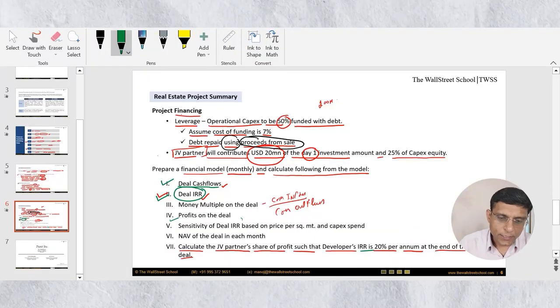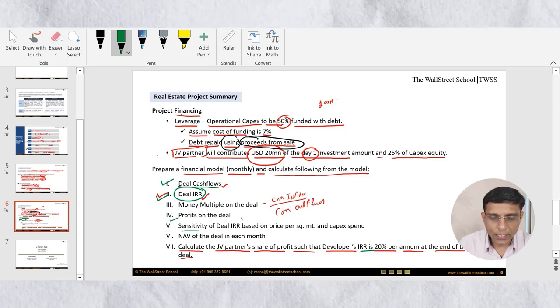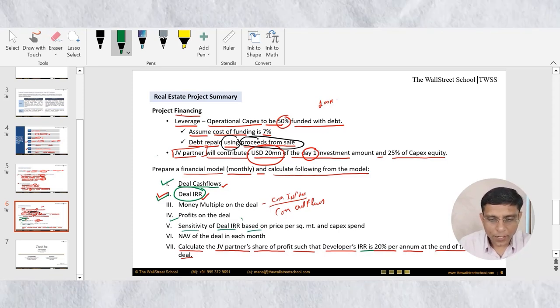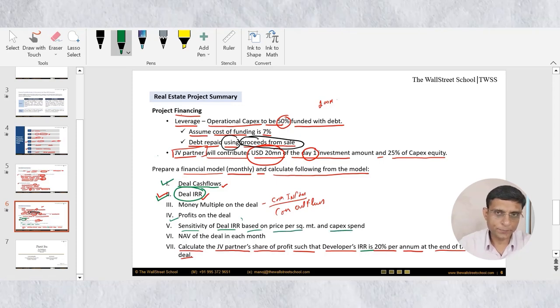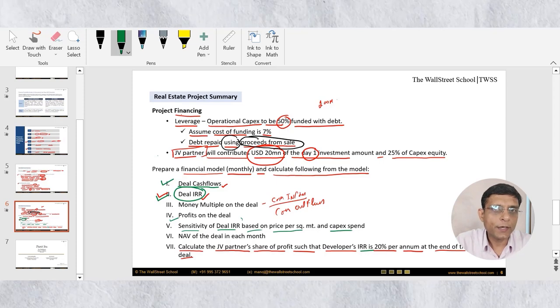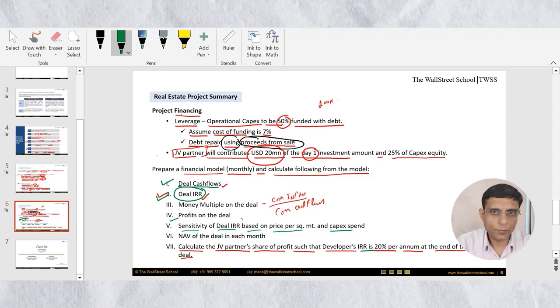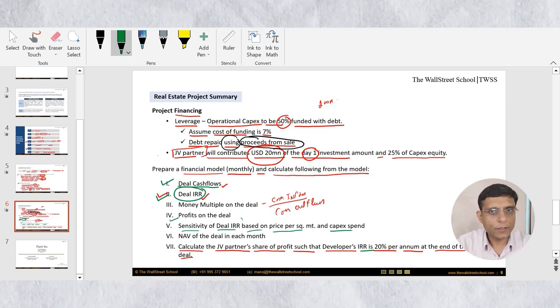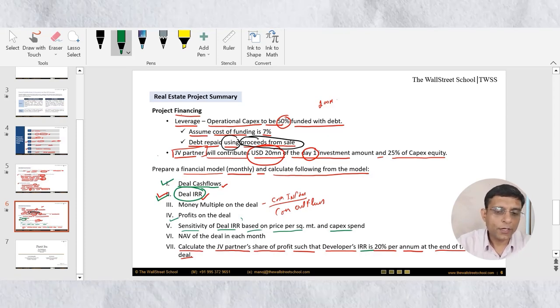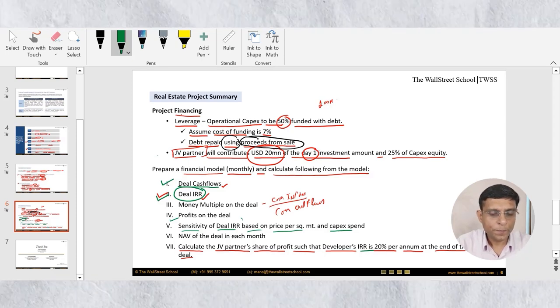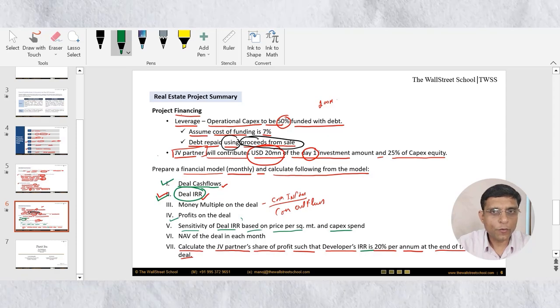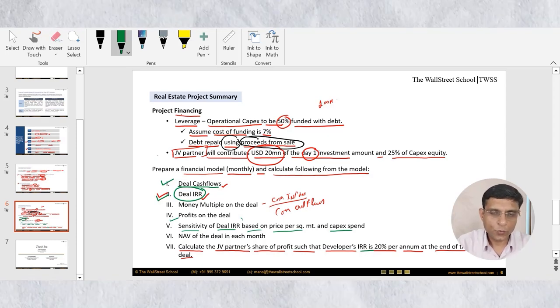Okay. Now, friends, the next requirement of the model is we need to calculate sensitivity on deal IRR based on price per square meter and capex spend. So here we need to understand how sensitive my deal IRR is to change in my capex spend and selling price per square meter. If there is increase or decrease in the selling price of the project, or if there is increase or decrease in the capex spend, then how it will impact my overall IRR of the project. This we need to understand.